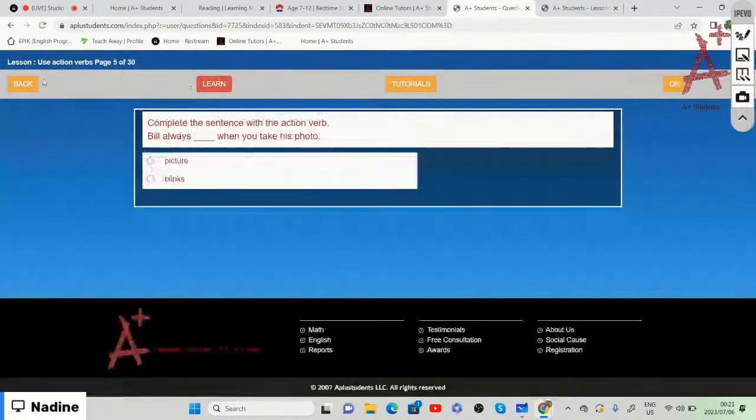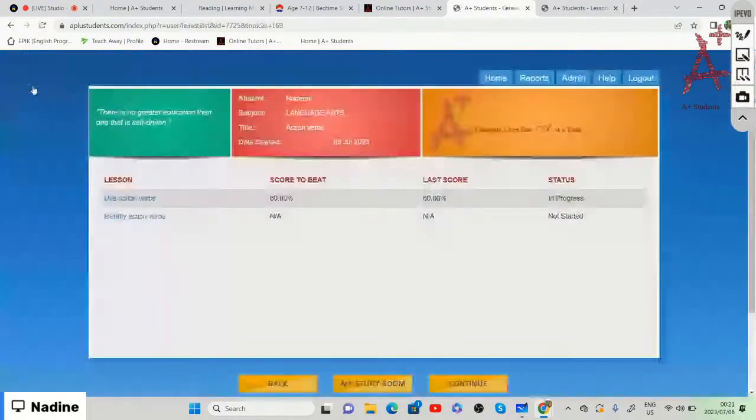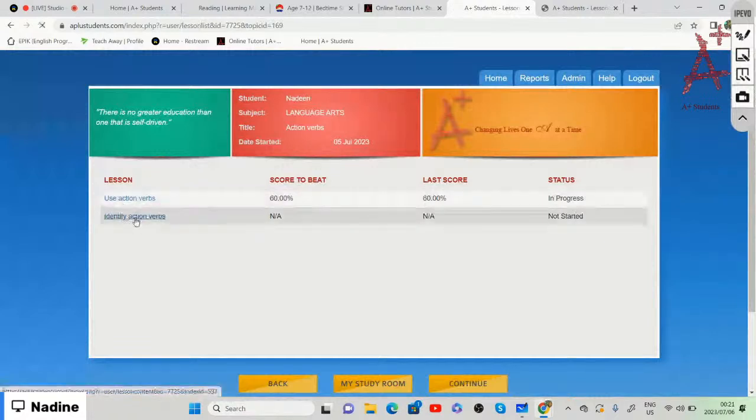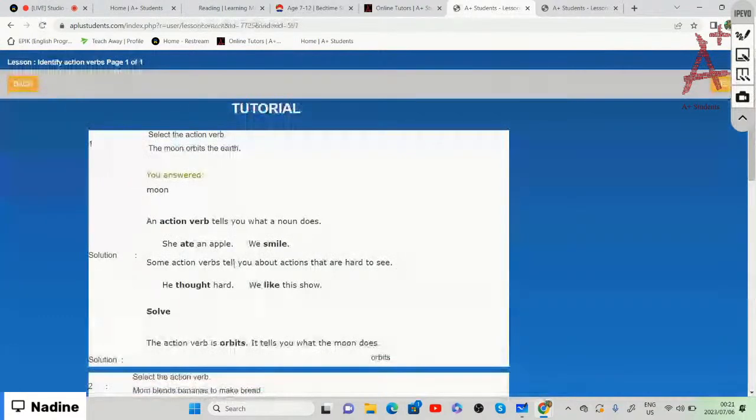All right, so now we're going to go to the next lesson, and the next lesson is identifying action verbs. The first lesson we did was to use action verbs within specific sentences. So now we're going to identify action verbs.